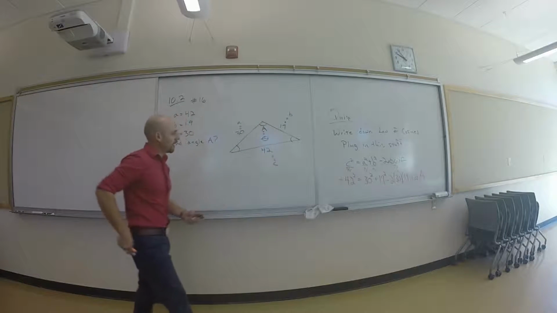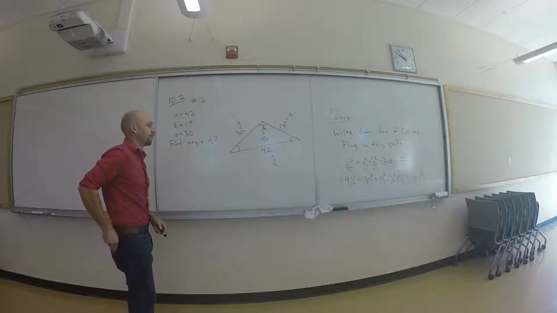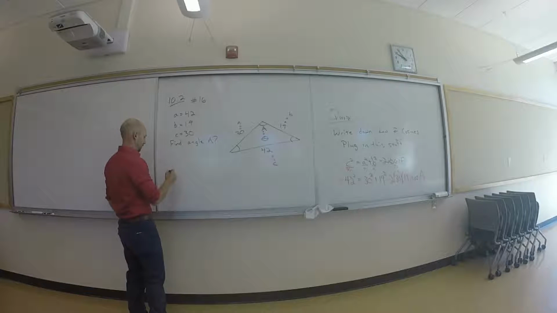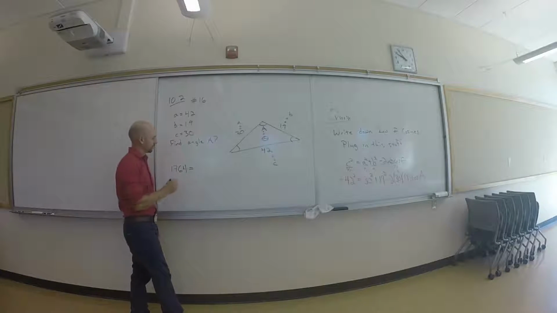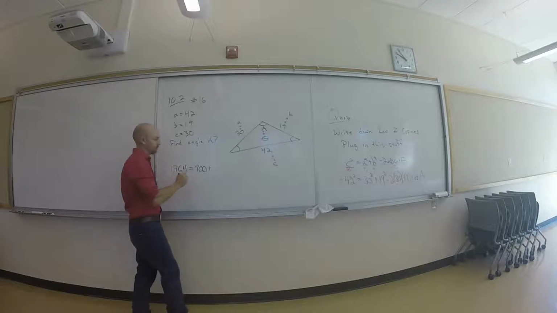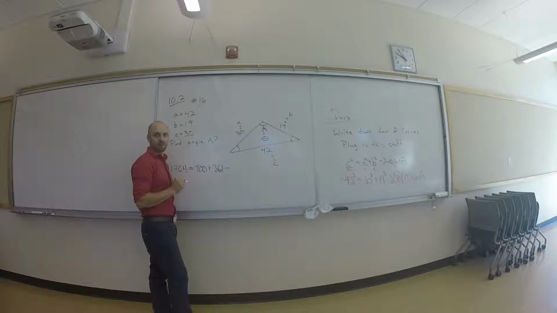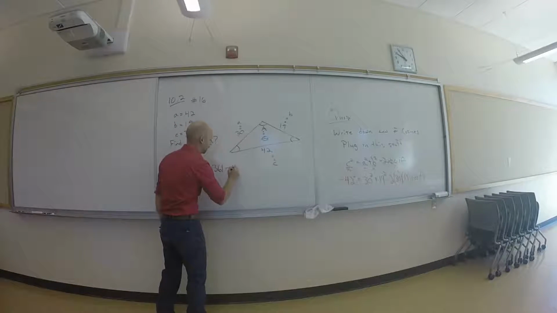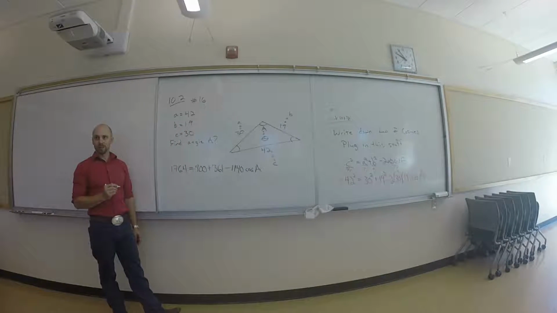Okay. And then somebody want to give me a little bit of simplification on the stuff here? What's 42 squared? 1,764. Okay, so I have 1764 equals 900 plus 361 minus 1140 cosine of angle A. You guys with this? Yeah.